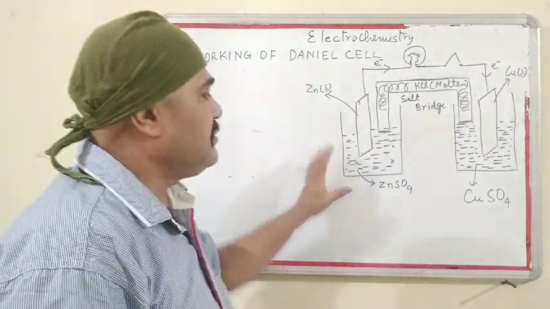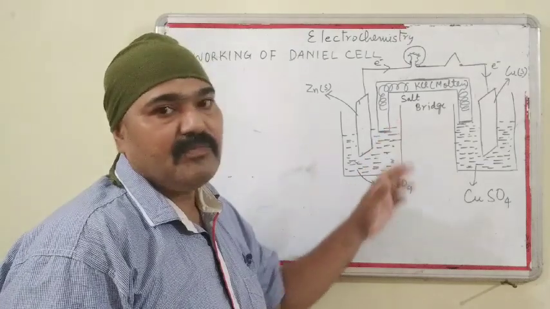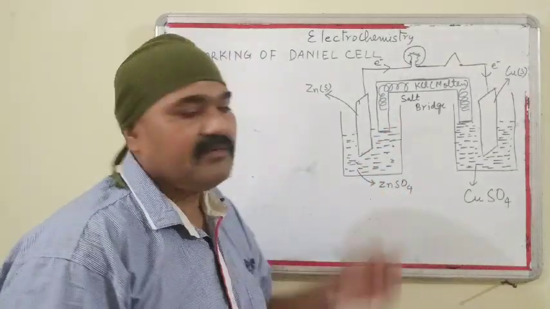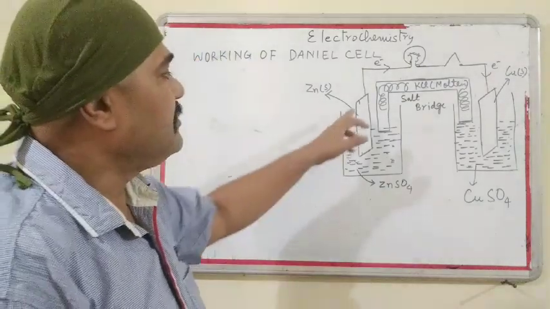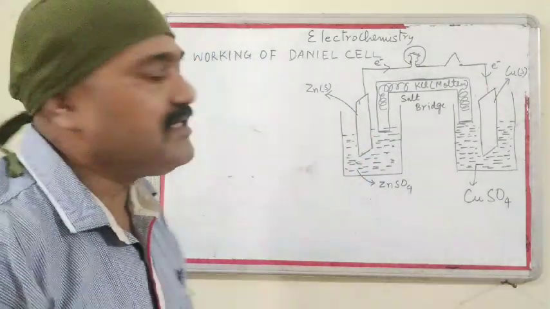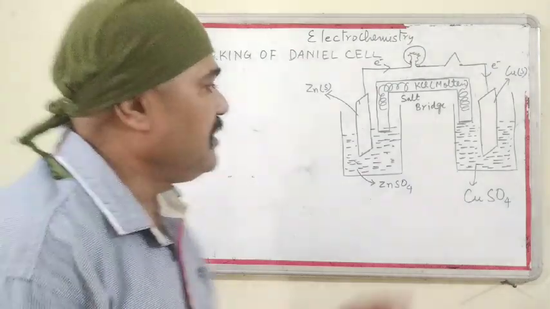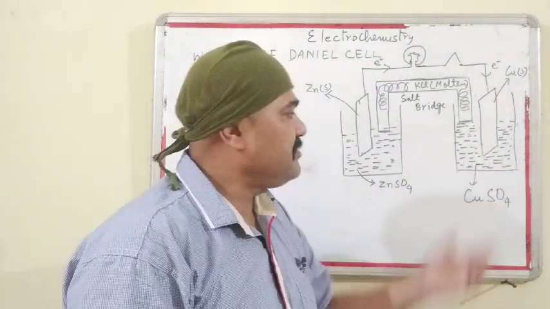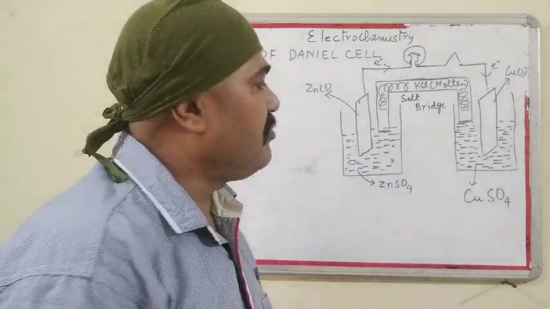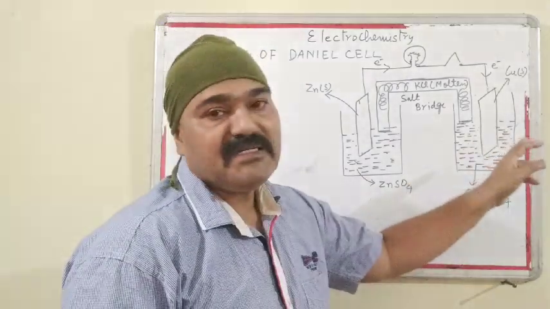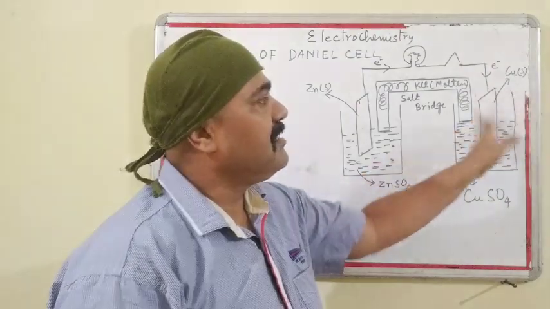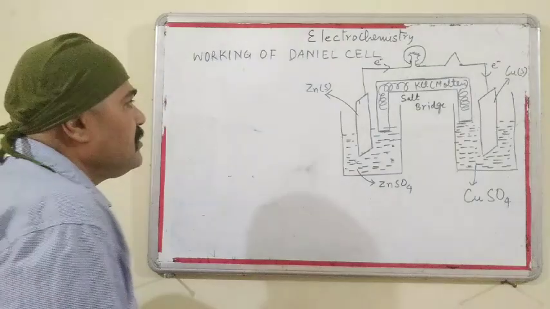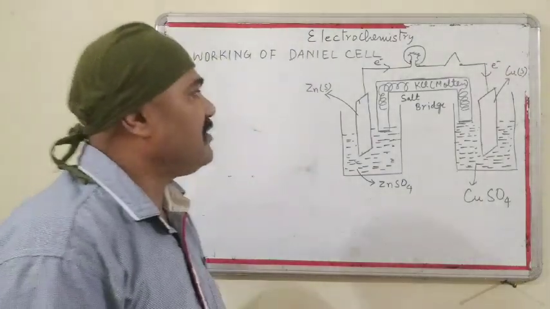In the left section, in this chamber, the electrolyte which is filled is zinc sulfate, and the metal electrode of zinc is dipped in this. In the right section, the electrolyte filled in this chamber is copper sulfate, and the metal strip which is dipped in this is copper.